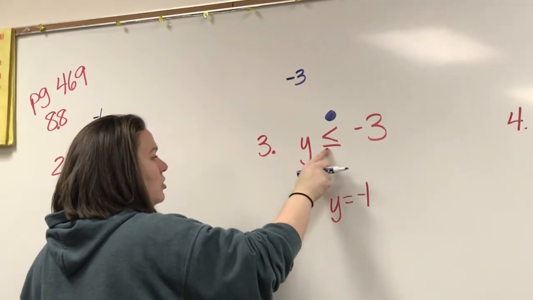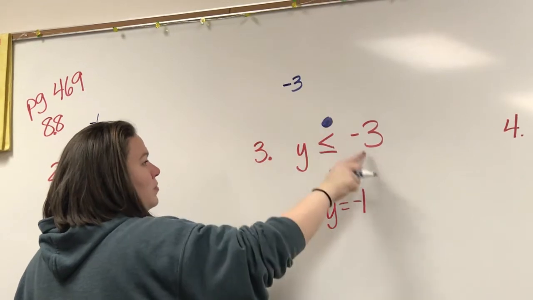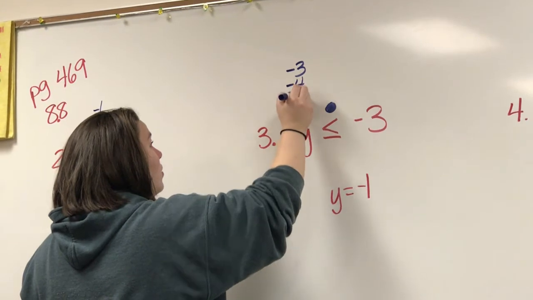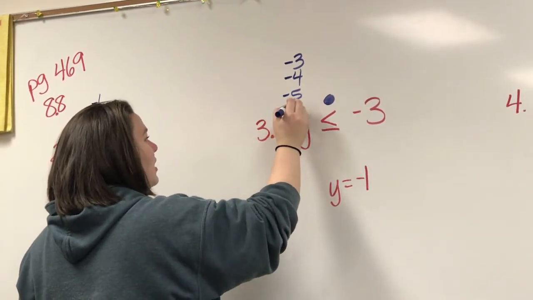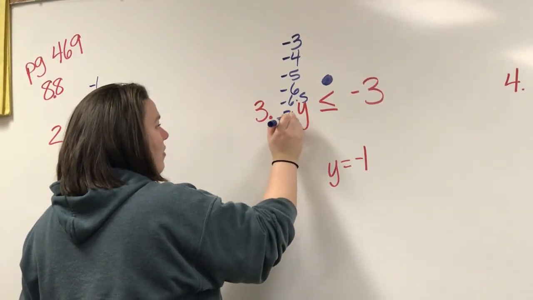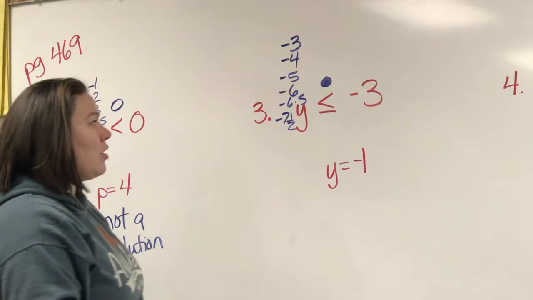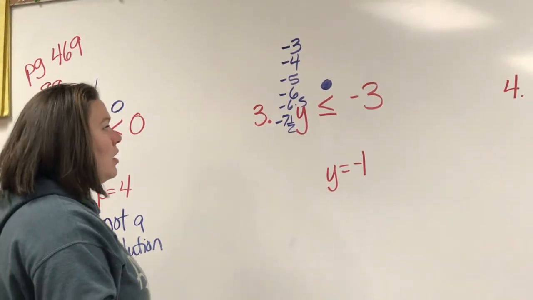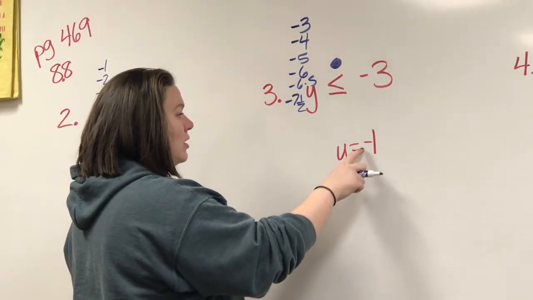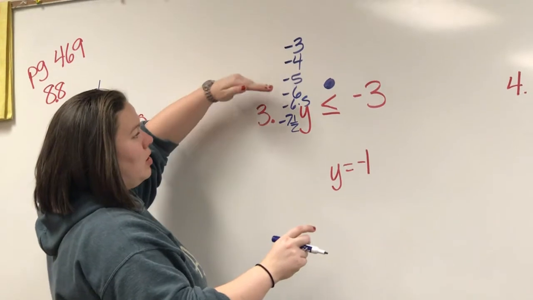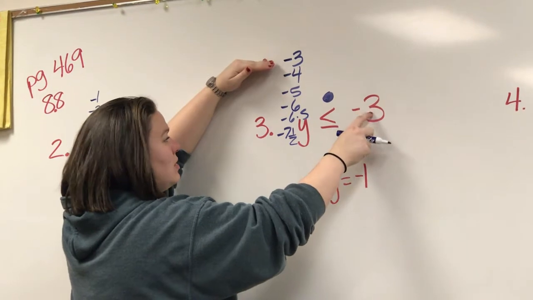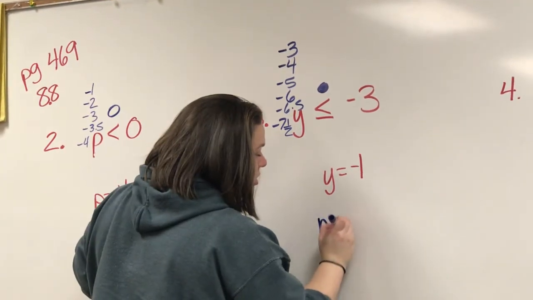Anytime it has this equal to line, I want you to start with the same number, okay? What is smaller than -3? -4 is smaller, -5 is smaller, -6, -6.5, -7.5. All of those are smaller than -3. Y is equal to -1. Is -1 on our list? It has the negatives, that's true, but -1 is going to be greater than this, and so this is not a solution.